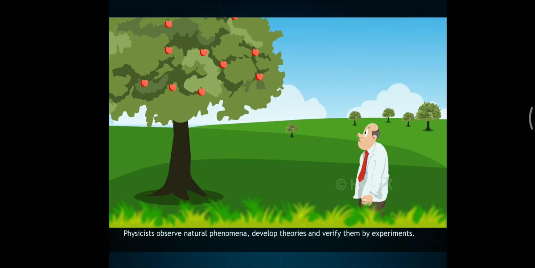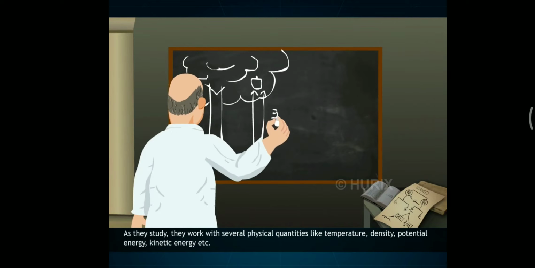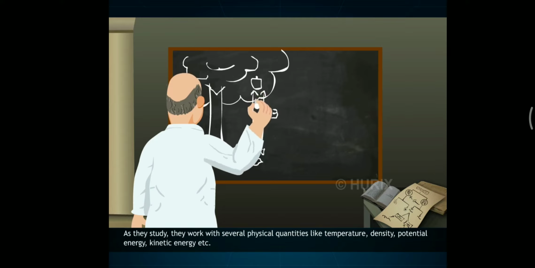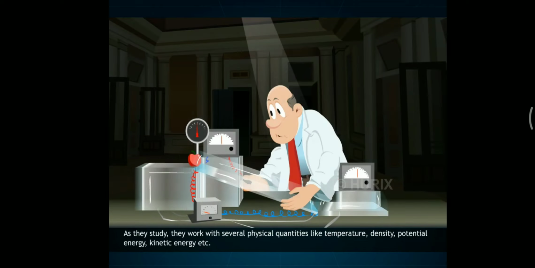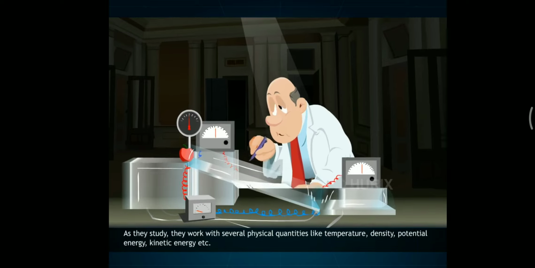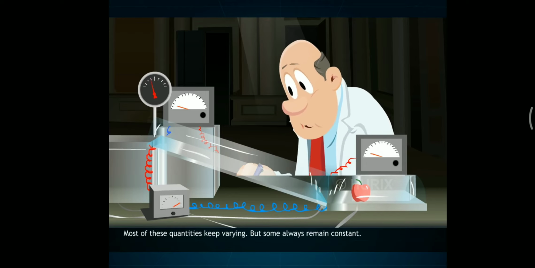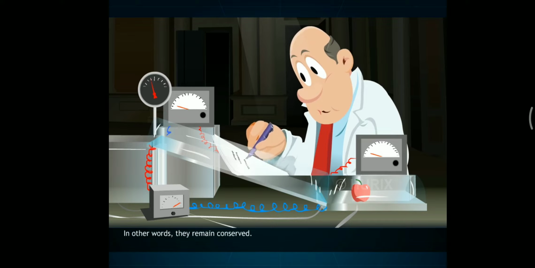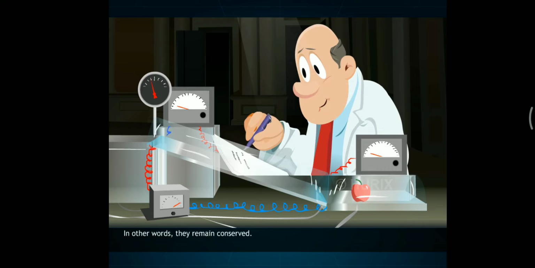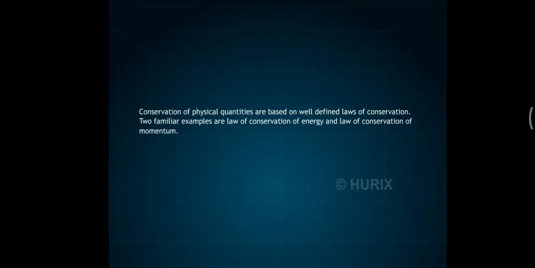Physicists observe natural phenomena, develop theories, and verify them by experiments. As they study, they work with several physical quantities like temperature, density, potential energy, kinetic energy, etc. Most of these quantities keep varying, but some always remain constant. In other words, they remain conserved. Conservation of physical quantities is based on well-defined laws of conservation. Two familiar examples are the law of conservation of energy and the law of conservation of momentum.